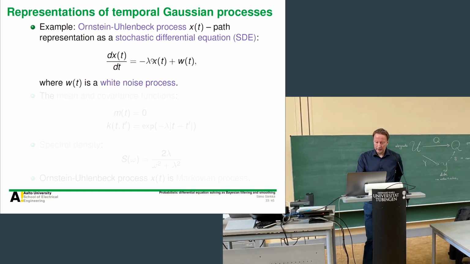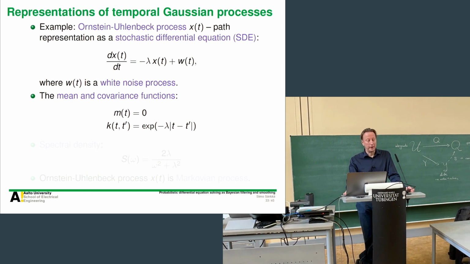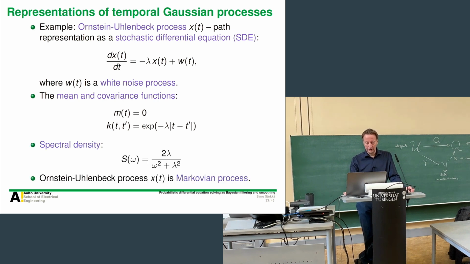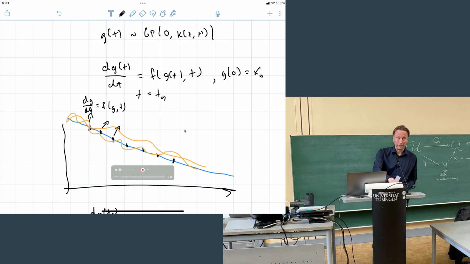We can define x of t, which is a solution to a random differential equation like this. The time derivative of x is equal to minus lambda, where lambda is a constant, times x of t, plus w of t. This w of t is a white noise process, actually a Gaussian white noise process with zero mean and a Dirac delta covariance function, so they are completely uncorrelated. It turns out that this is a Gaussian process, and its mean is 0, and the covariance looks like this. And the spectral density is going to look like this. It's a nice analytical example, by the way, to just see how these relations work.